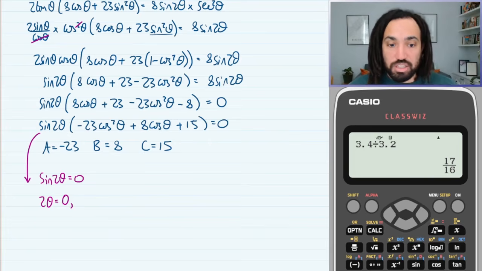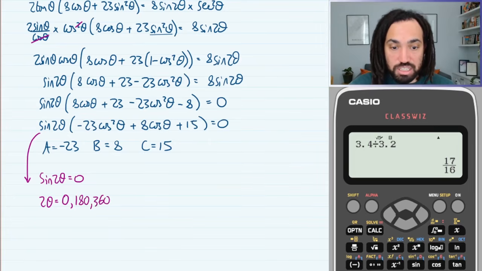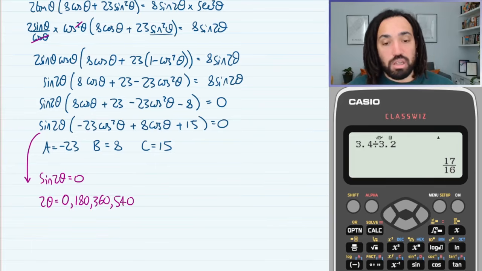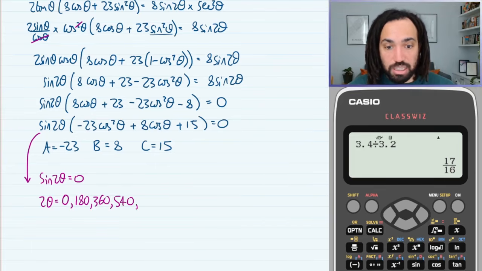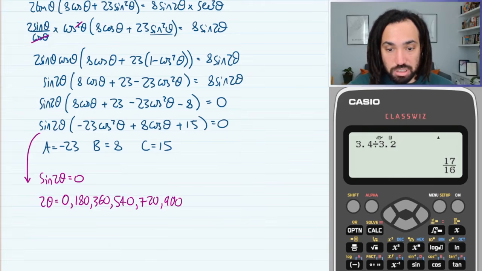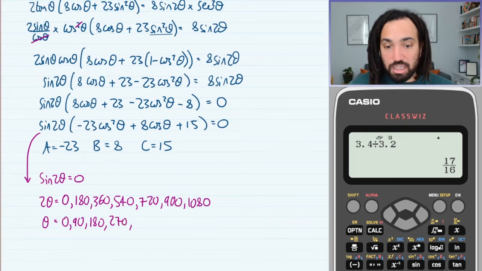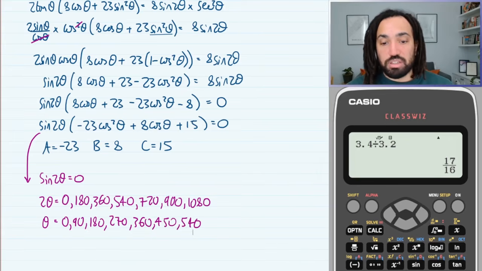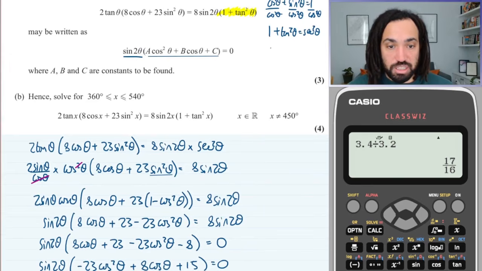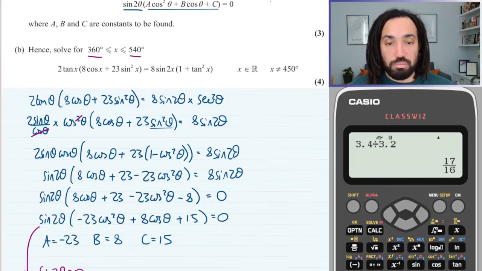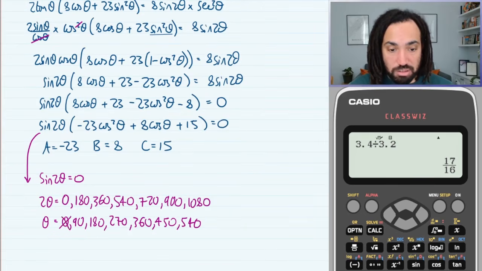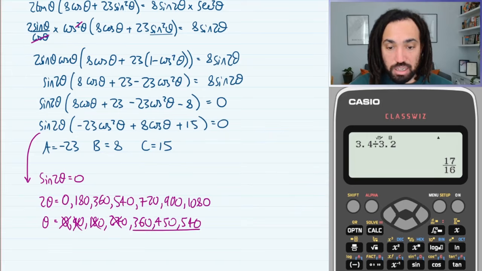Or when is sine 0? Let's think of the curve. It's 0 at 0, 180, 360, and 540. And let's keep going. It's also at 720 and 900, and also at 1080. Dividing through by 2 gives us 0, 90, 180, 270, 360, 450, and 540. So that's up to the top of our range, because the range is between 360 and 540. So perfect. It means that these ones are outside the range, but these three are good.